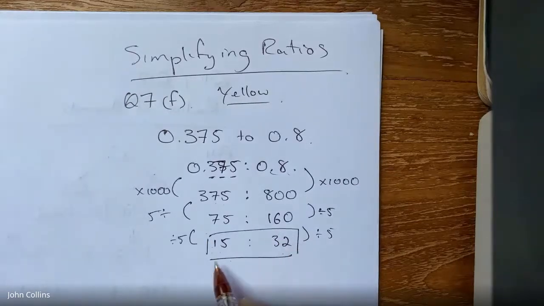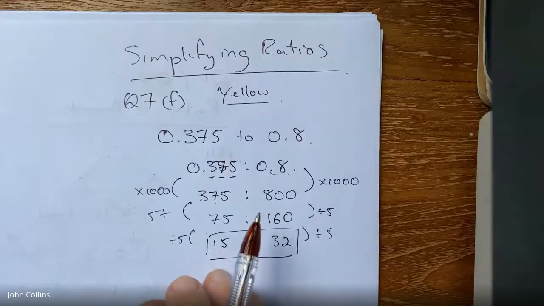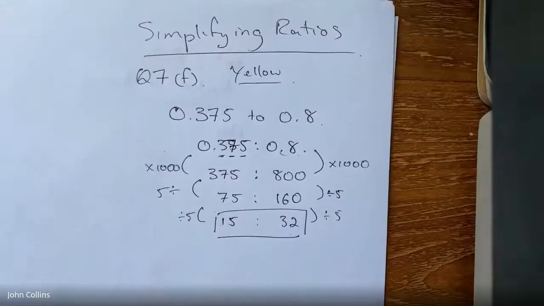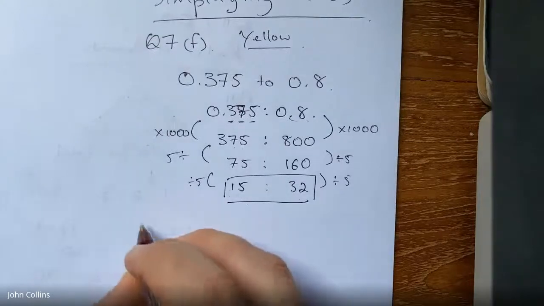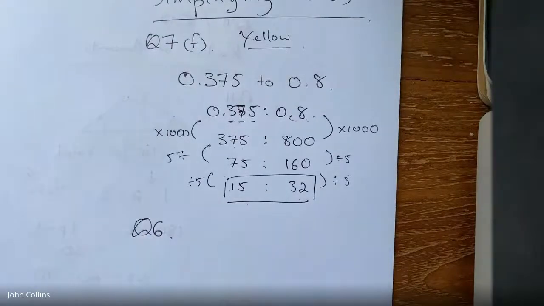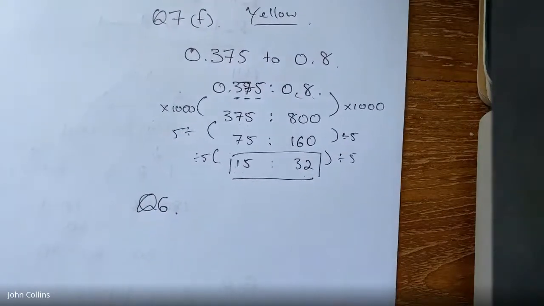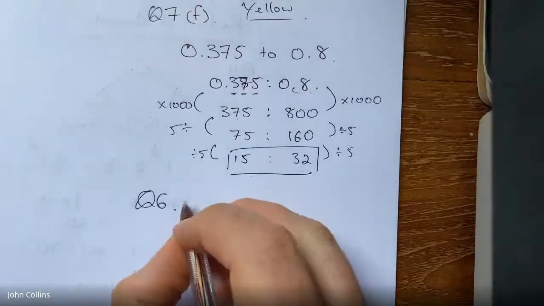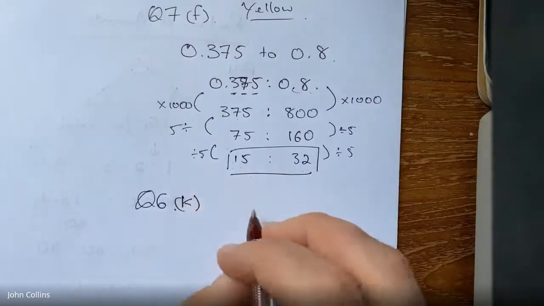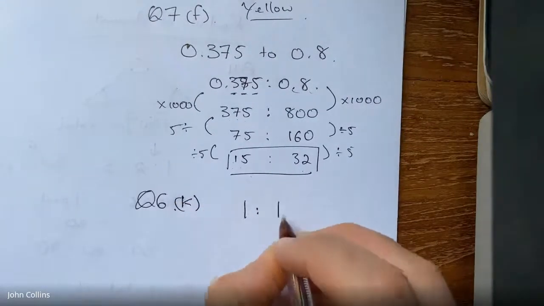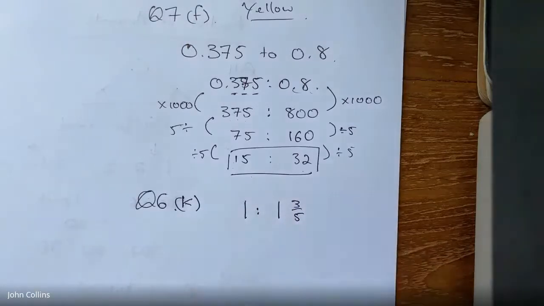It was also a question in blue. I'm going to do one more of these. I'm going to do something from blue. I'm going to do question 6. And the part I wanted to do was part K, which was the ratio 1 to 1 3/5.